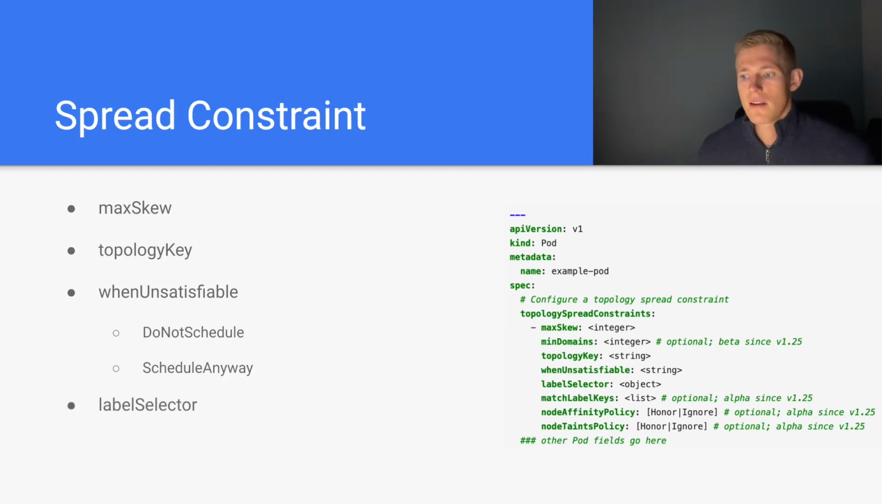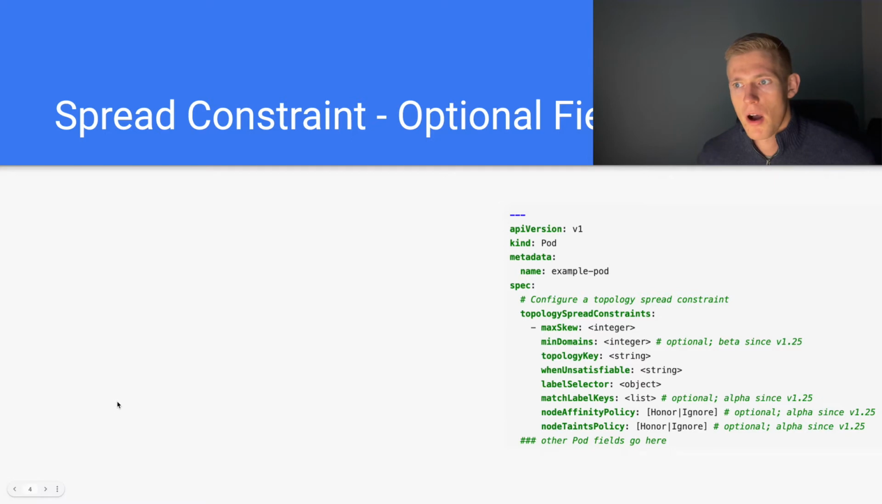Next, there is the label selector, and the label selector selects for the other pods that we are considering when we are spreading our pod across the different nodes. So we need to take into account the node itself using this topology key field, but if we're trying to evenly distribute the pods, we also have to keep track of the other pods, and that's what the label selector does for us.